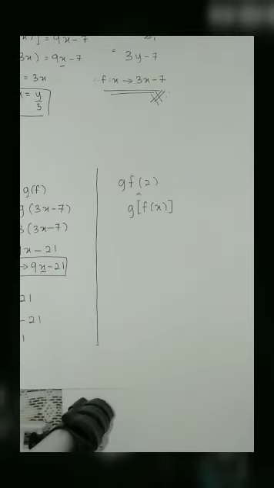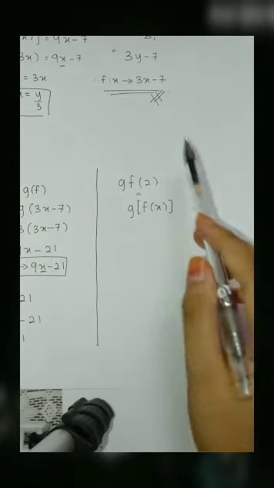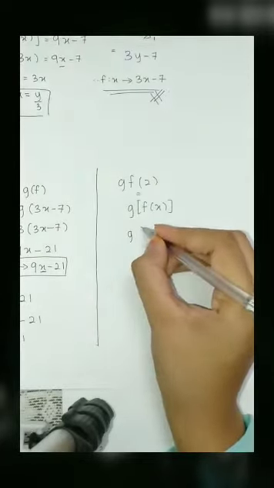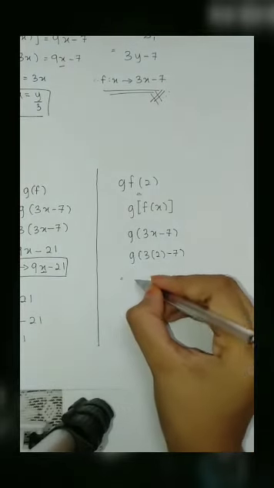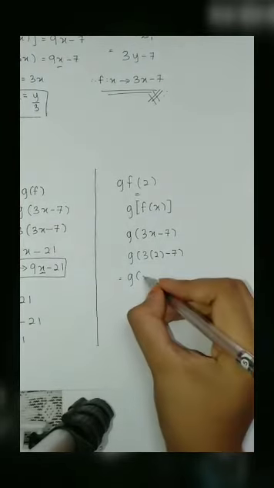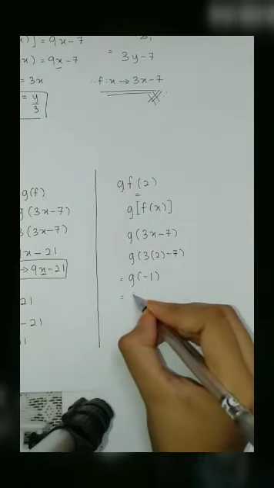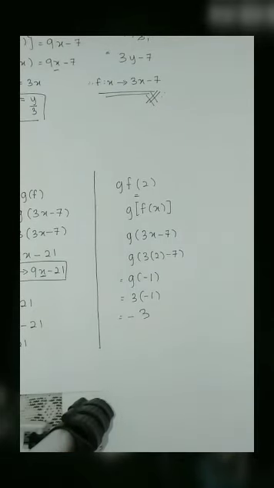For the second method, you only have to substitute 2 into the function f first. Function f is 3x minus 7, so you just have to substitute 2 into x. So f(2) gives minus 1. Then g is 3 times minus 1, so we will get minus 3.